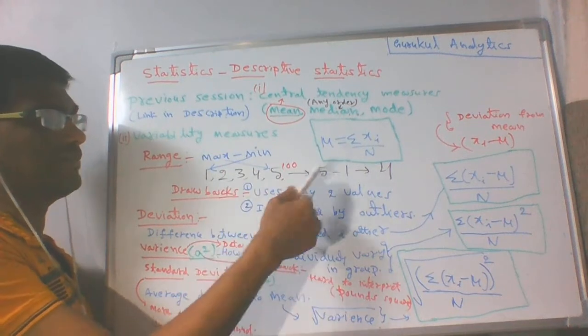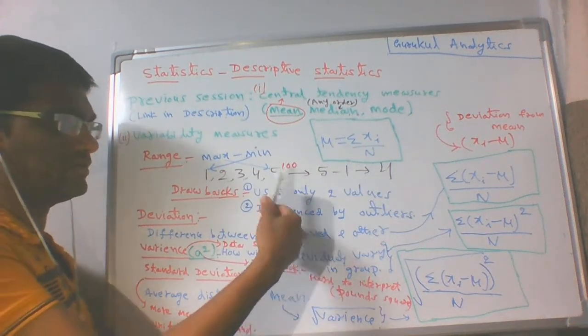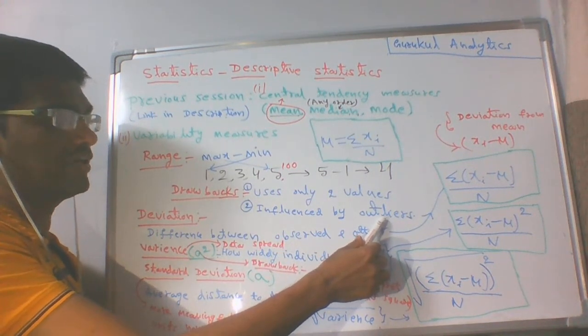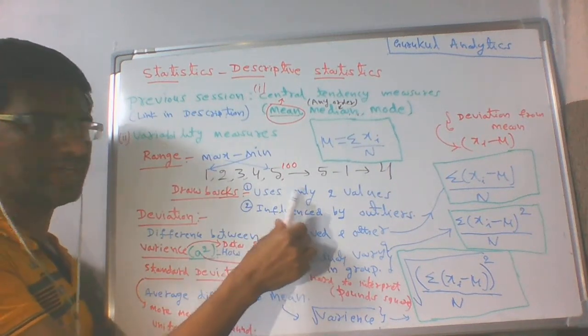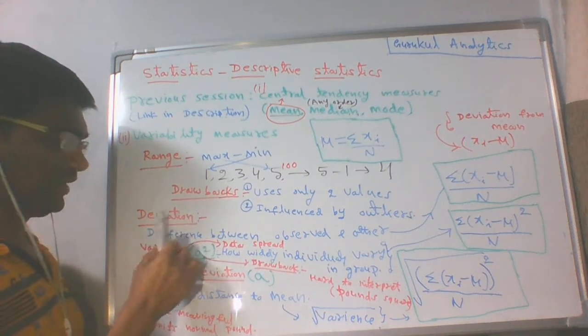Then 100 minus 1 becomes 99, but that is not a correct value, because if any outlier, meaning an unexpected value, comes, it becomes a big problem. That is one of the drawbacks of range, so it is not very useful. That's why there is another thing called deviation.